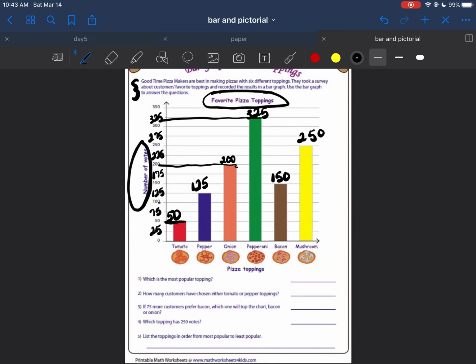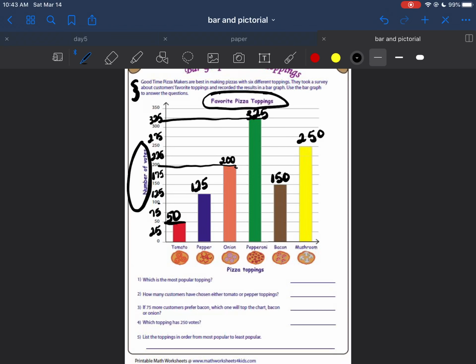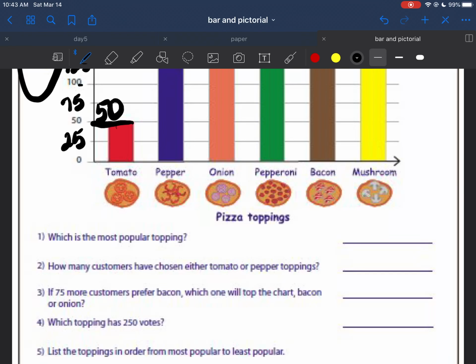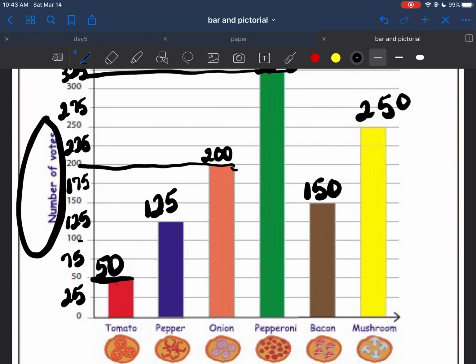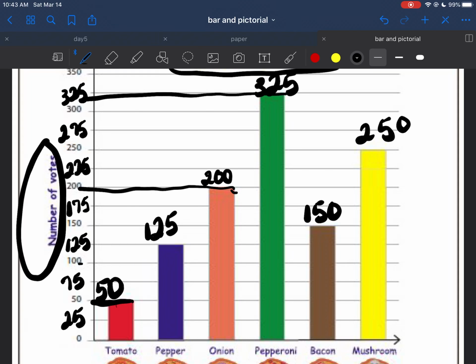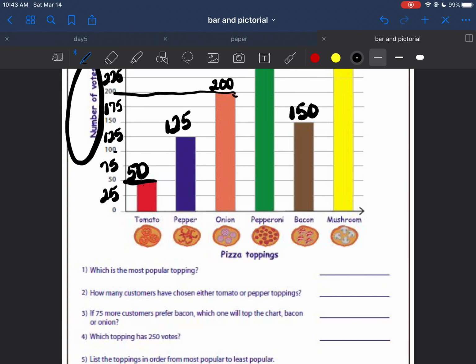All right, let's move to our questions. Number 1 says, which is the most popular topping? So I'm going to go back up to my graph and I'm going to look. Which one had the most people vote for it? Well, this one's very obvious. Pepperoni has the biggest bar, so it means that it has the most people that voted for it. So my answer for number 1 is pepperoni.